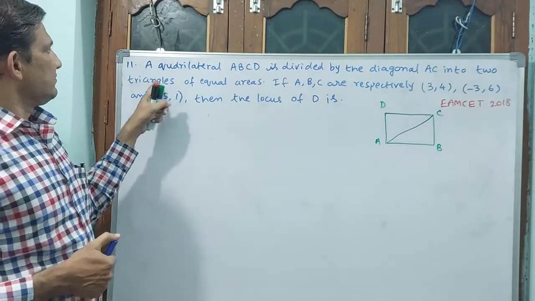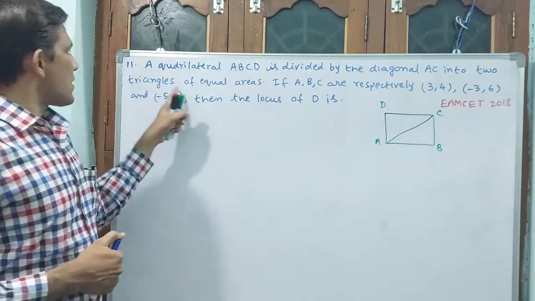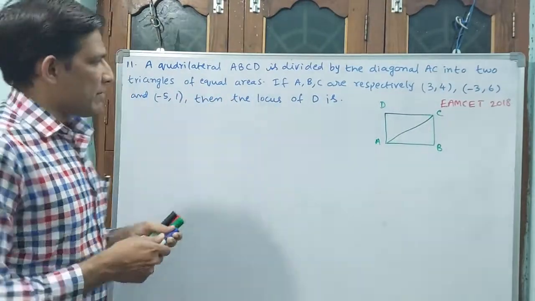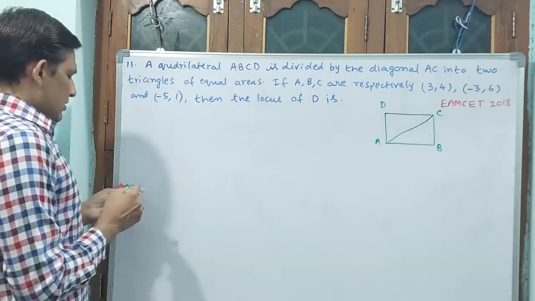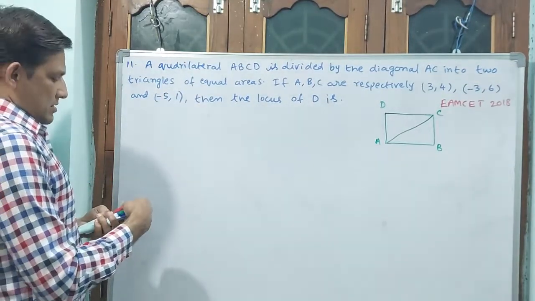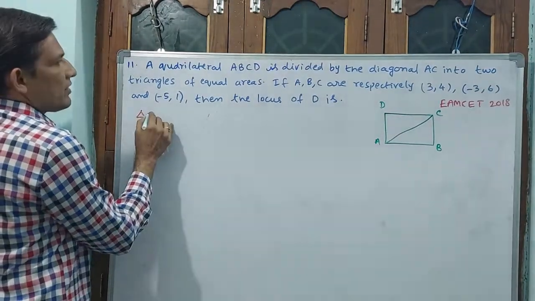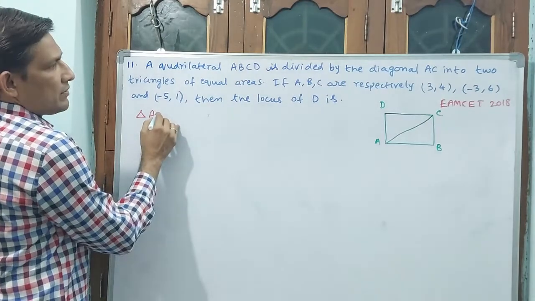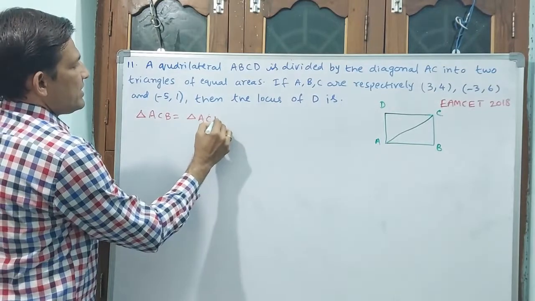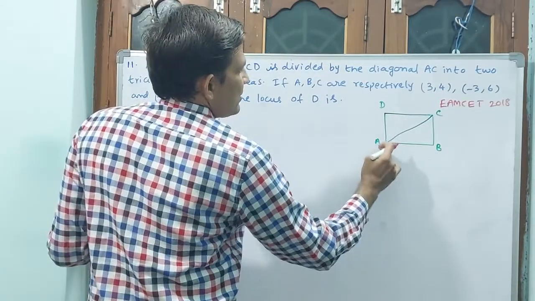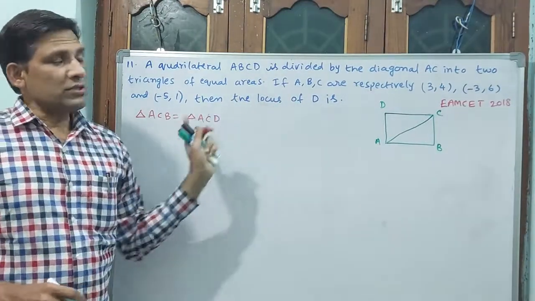A quadrilateral ABCD is divided by the diagonal AC into two triangles of equal area. Observe carefully what I am writing. Equal areas means, you have to write like this: delta ACB is equal to delta ACD. ACB, ACD. That means the areas are both equal.